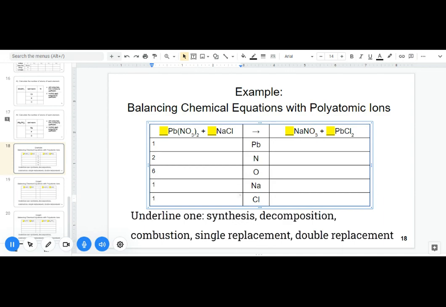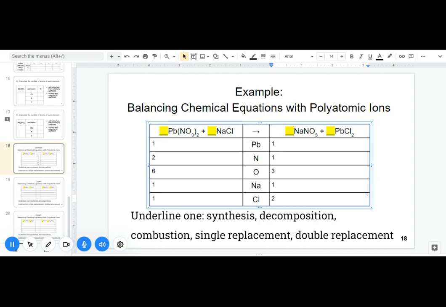Then on the right-hand side, lead is 1. Nitrogen is 1, because there's no parentheses there. Oxygen is 3. Sodium is 1. And chlorine is 2. We didn't need parentheses on the right because there's only one of these groups, and therefore it doesn't need any extra subscripts to denote the number of groups.